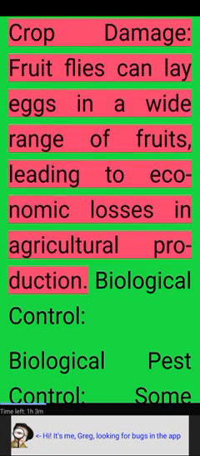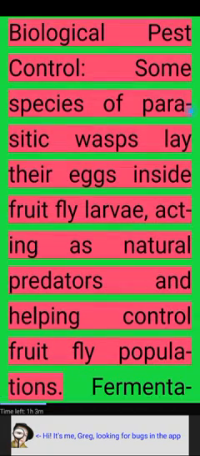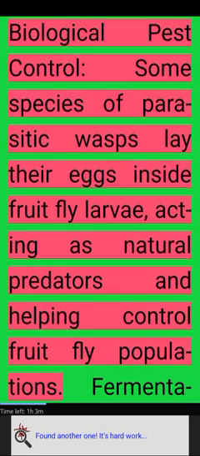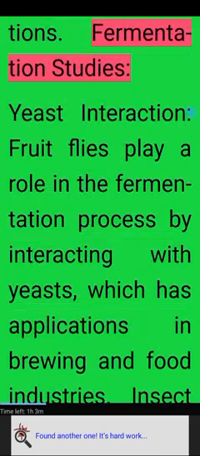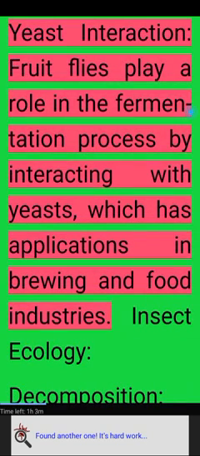Crop damage. Fruit flies can lay eggs in a wide range of fruits, leading to economic losses in agricultural production. Biological control. Some species of parasitic wasps lay their eggs inside fruit fly larvae, acting as natural predators and helping control fruit fly populations. Fermentation studies. Yeast interaction.